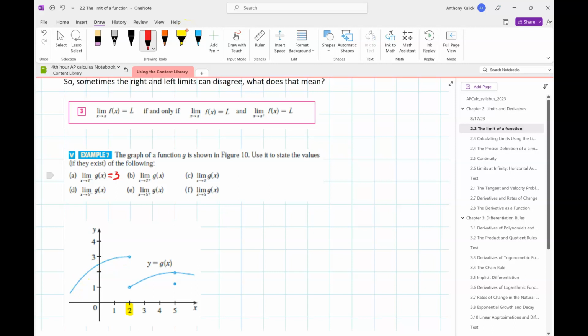Now we're doing the limit as x approaches 2 from the right of g of x. So I'm just going to start on the right of it and go back towards 2. What y value am I approaching? 1. So what does that tell me about the limit as x approaches 2 of g of x? Does not exist, because the left-hand limit and the right-hand limit were different.